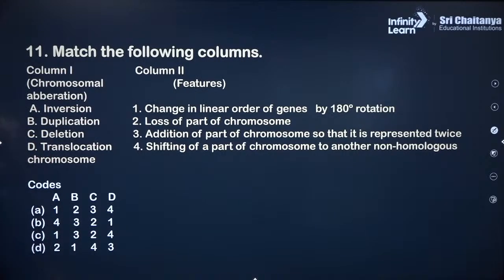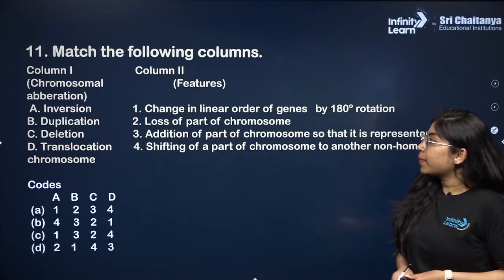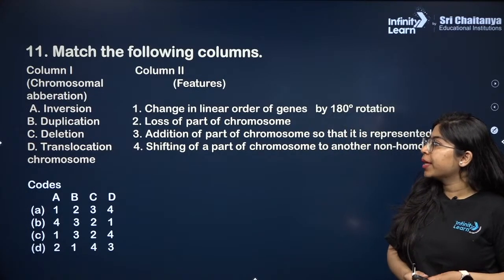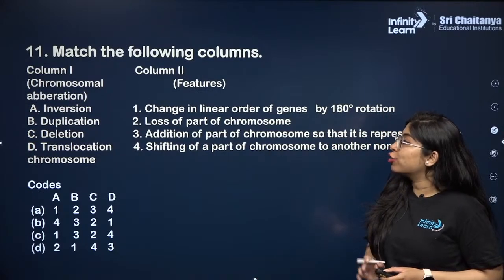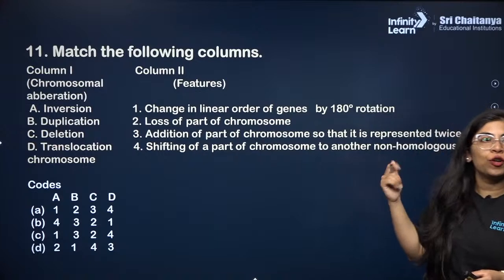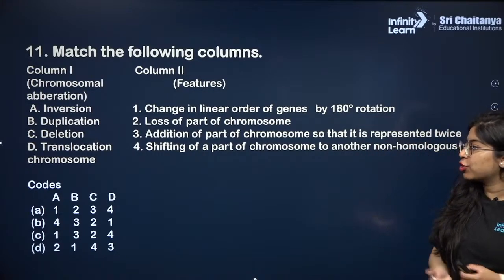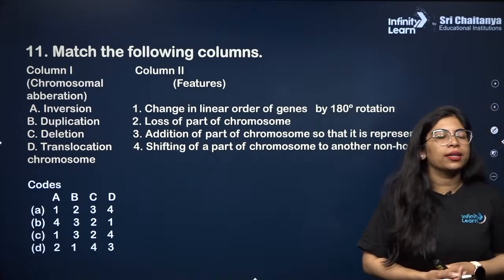Everyone, next thing, you have to match the following. Be very quick here. There are chromosomal aberrations in the left-hand side column: inversion, duplication, deletion, translocation. These are the features of all the aberrations we have mentioned. What do you think is the answer? Quick, quick, quick.